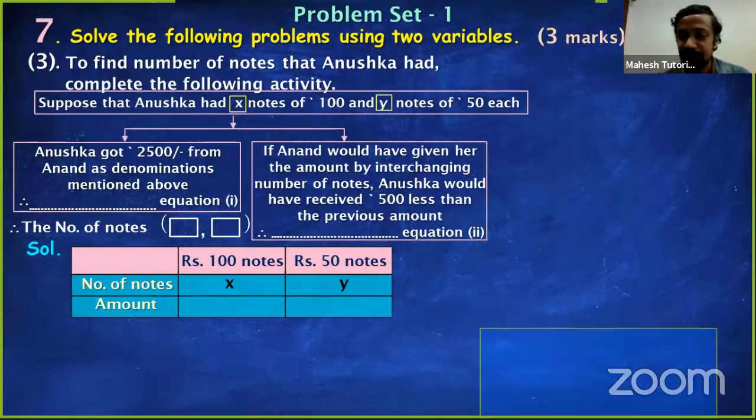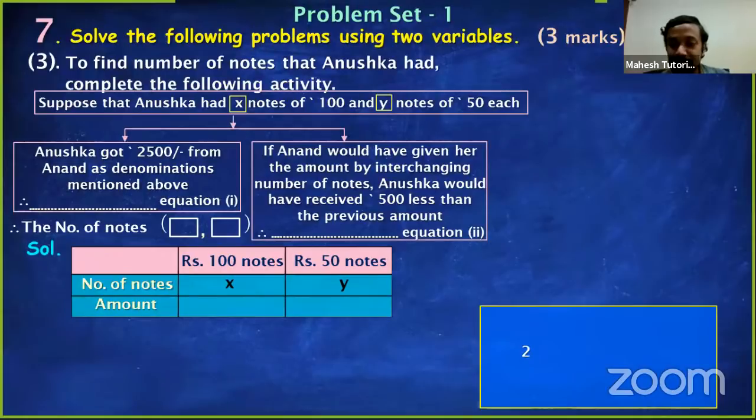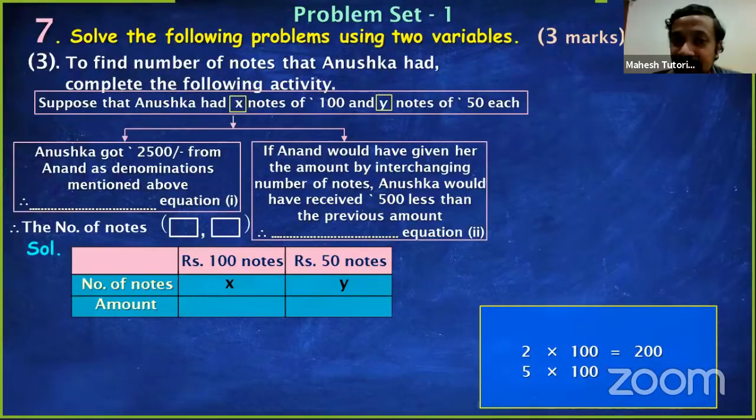Moving further, tell me, students, if I say कि किसी student के पास 100 rupees वाले दो note है, what will be the amount that the student will be having? Very good, 200. Supposingly किसी के पास 100 rupees वाले 5 notes है, what will be the amount? 500. तो अब अगर किसी के पास 100 rupees वाले X note है, what will be the amount? Very good. Both will get multiplied. That is 100x.